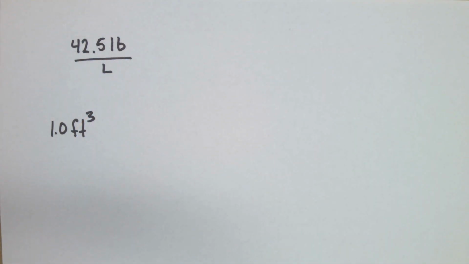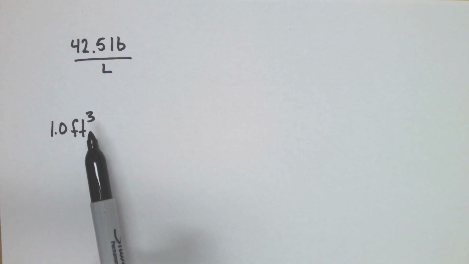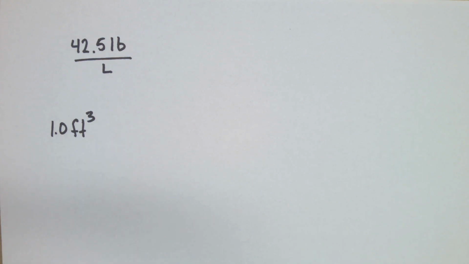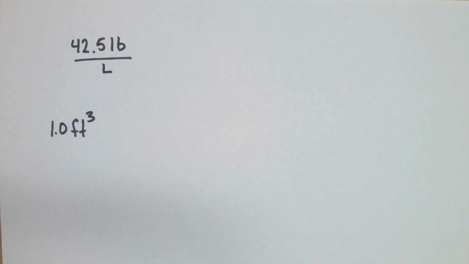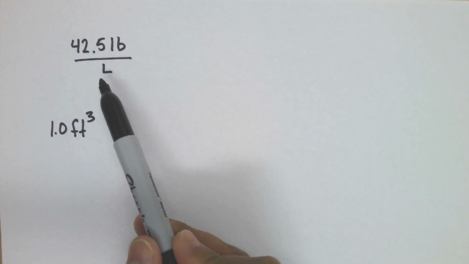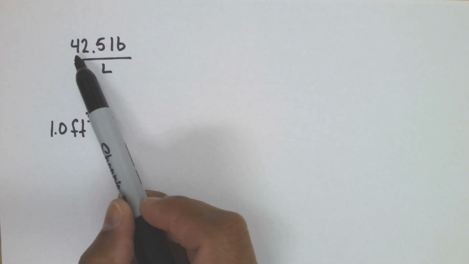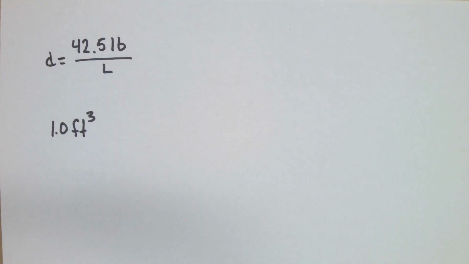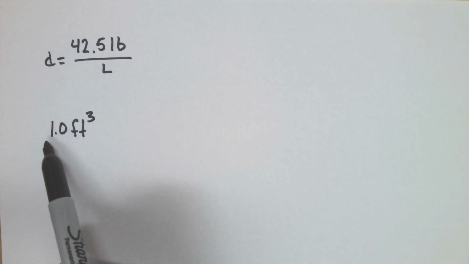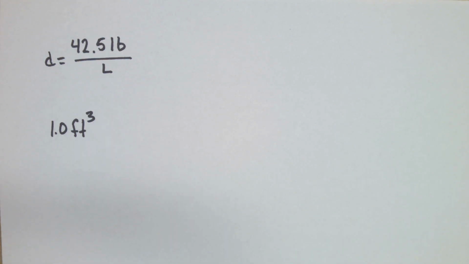So let's do some dimensional analysis. In the problem, we're given 1.0 cubic feet of gold. So this means that the unit of feet is cubed, and this, of course, is a volume. The other item that's given to us is the density. We are told that 1 liter of gold is 42.5 pounds. So this is our density. And the question is, if we found this 1.0 cubic foot chunk of gold, what would be the weight in pounds?